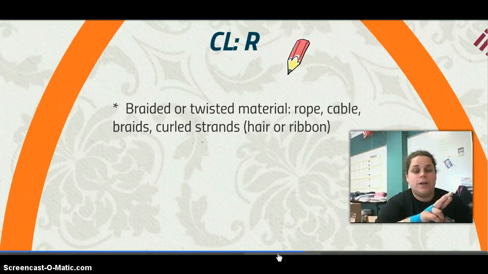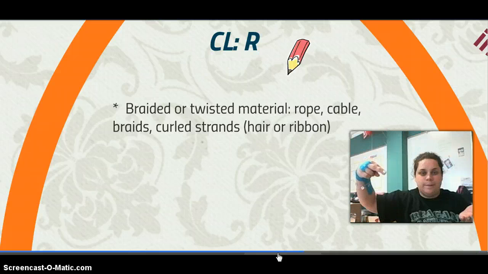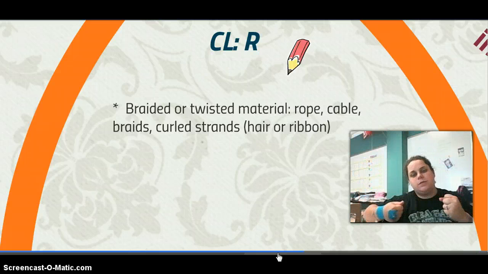CLR represents braided or twisted material, ropes, cable, braids, curled hair. It could be a boat with a rope, but it's going to be a bundle of material that are twisted together or braided.